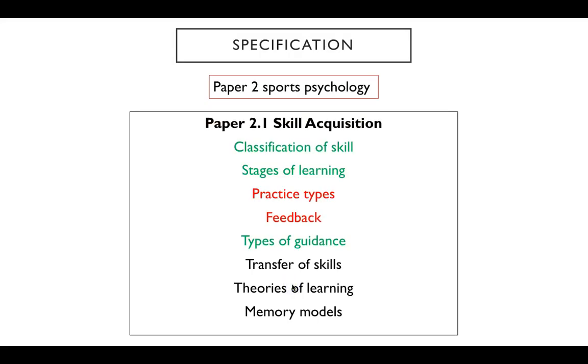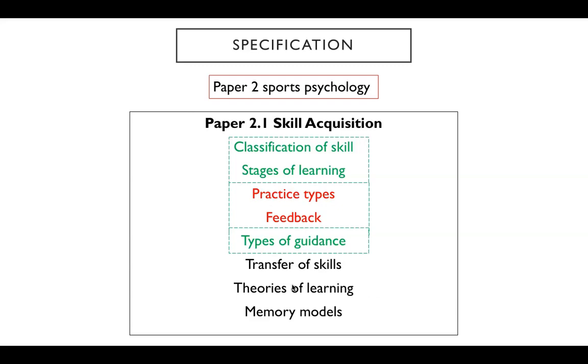If we look at the specification, so far we have looked at classification of skill and stages of learning. Stages of learning being the cognitive, associative and autonomous. Today we are going to be looking at types of guidance. In terms of the specification, we also have to be looking at practice types and feedback. All of that marries in together with regards to the language we'll be using. And then after that, we'll be looking at transfer of skills, theories of learning, and memory models.